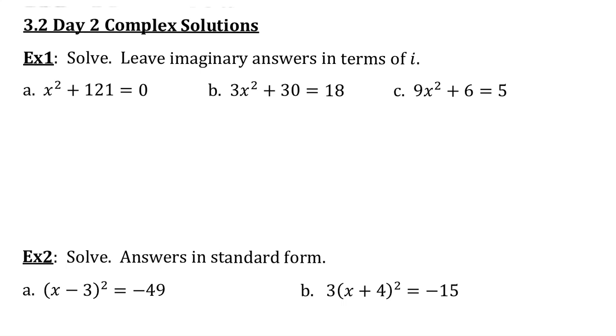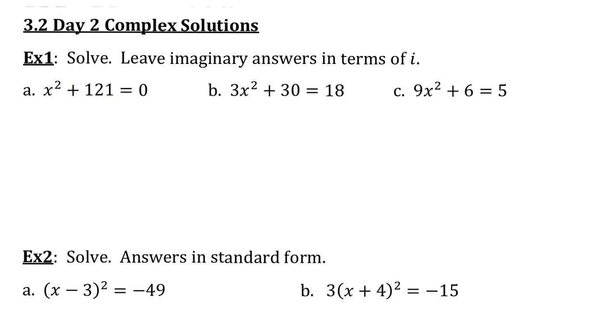In 3.2, day 2, we're going to solve equations that have complex solutions. For the first example, we're going to leave our imaginary answers in terms of i. It doesn't mean they're all going to be imaginary, though. So x squared plus 121 equals 0. I cannot factor this. If it were a minus, I could, but I can't. So I'm going to use square root.